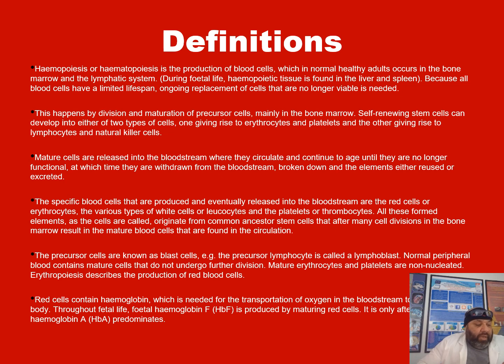Erythropoiesis is another form of red cell production, where red cells are stimulated through the hormone erythropoietin, which is commonly produced by the kidneys.